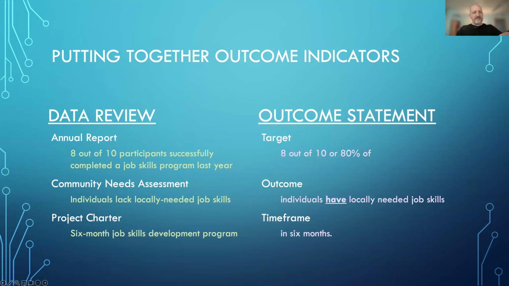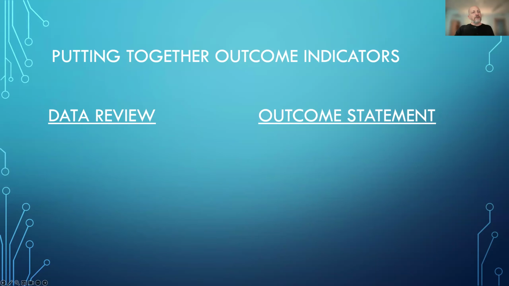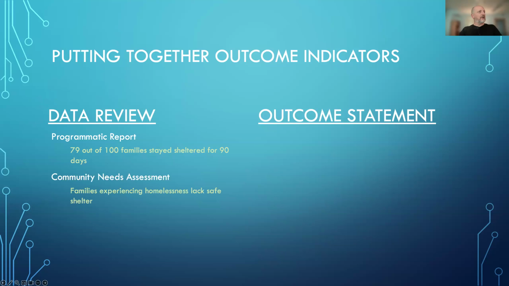Okay. And then this next example, maybe this will also help. So I've got one more example. In this case, we'll look back into a programmatic report that tells us that 79 out of 100 families stayed in shelter for 90 days in a shelter program that we're operating. We look at the needs assessment because that's important. And we see that families experiencing homelessness still lack safe shelter. That's still a need that's out there. We didn't solve it with our 79 families last year.